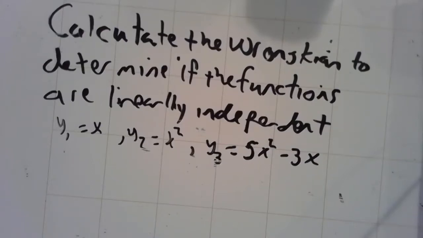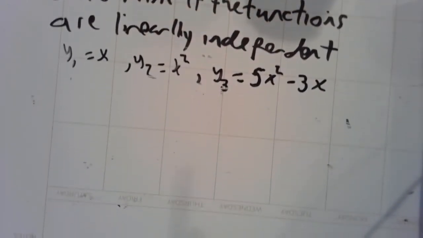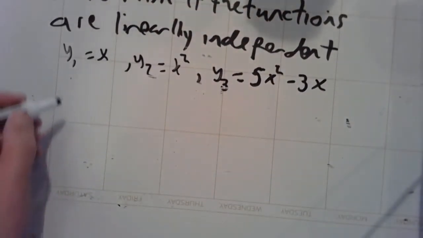Okay, I want to calculate the Wronskian for these three functions. y1 is x, y2 is x squared, y3 is 5x squared minus 3x. I want to determine if these three functions are linearly independent. See if they form what we call a fundamental set.